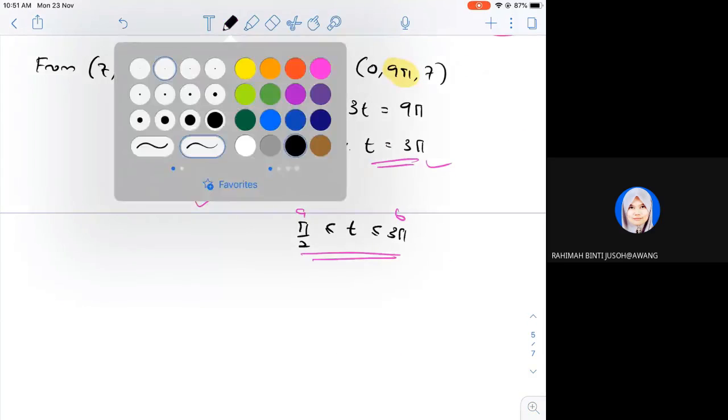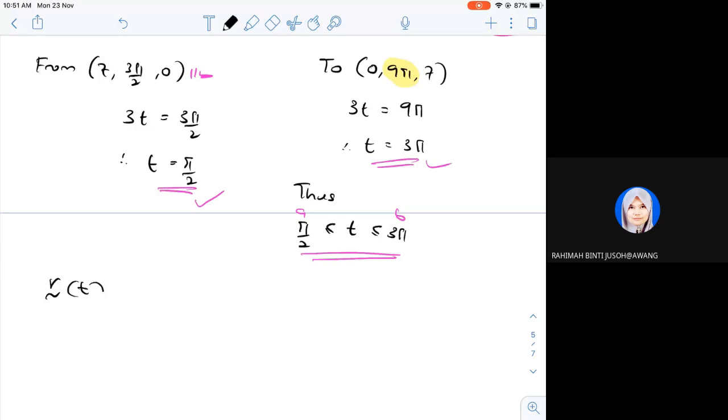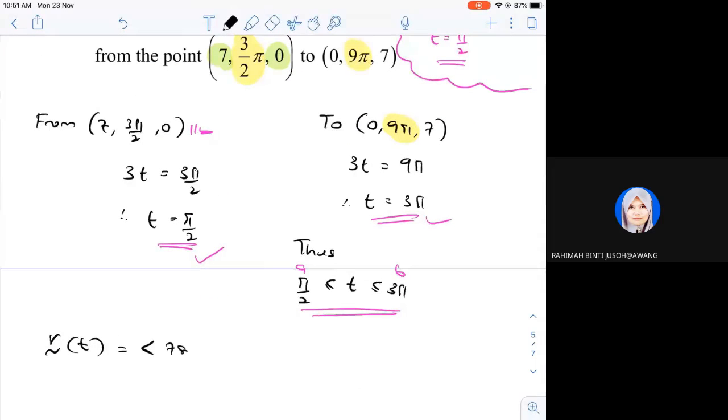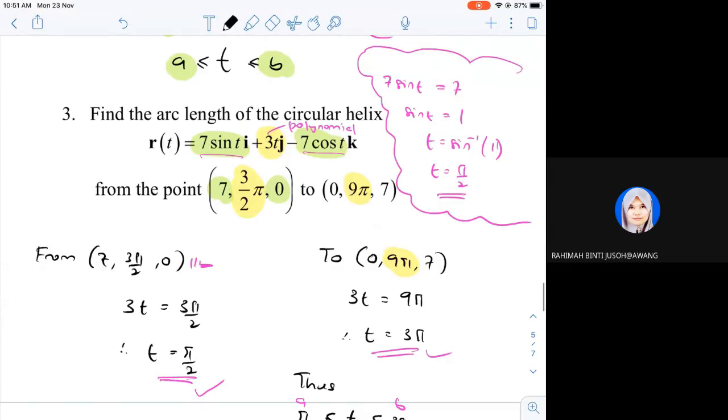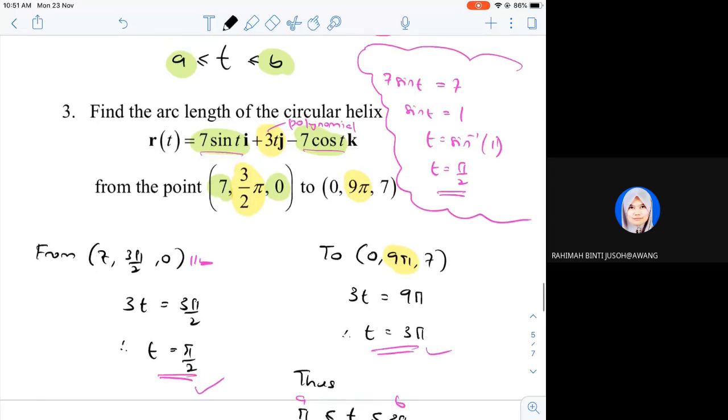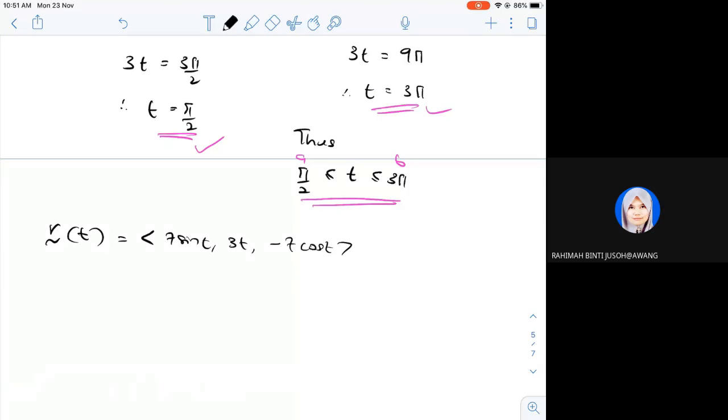So from the equation, we have r(t) equals 7 sin t, 3t, and then negative 7 cos t. Now we will have r'(t) equals 7 cos t, and then 3, and then negative negative cos, so positive 7 sin t.